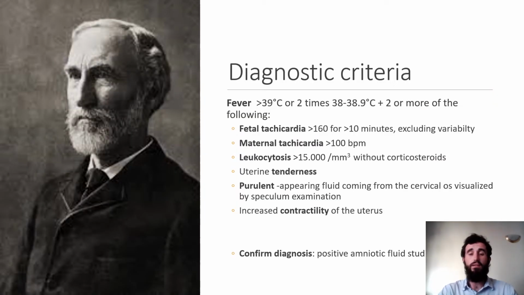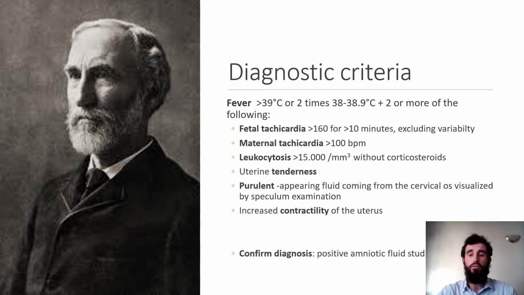As I said, to make the diagnosis, we have criteria called Gibbs criteria. This is Lord Gibbs. I don't know him. So the first criterion, as I told you, is fever. Fever is always present, and here it's defined as one episode over 39 degrees or 2 times between 38 and 39 degrees Celsius.